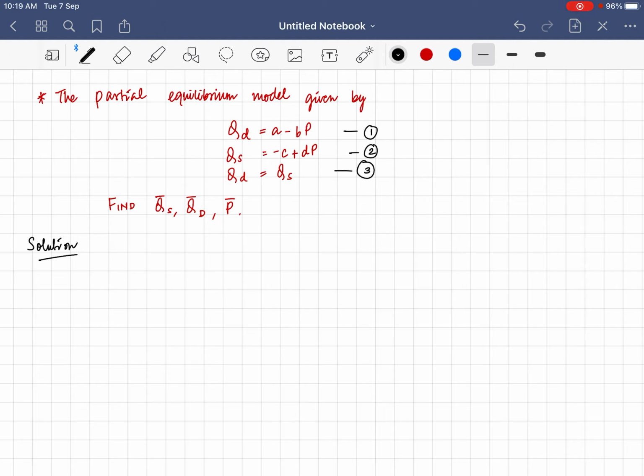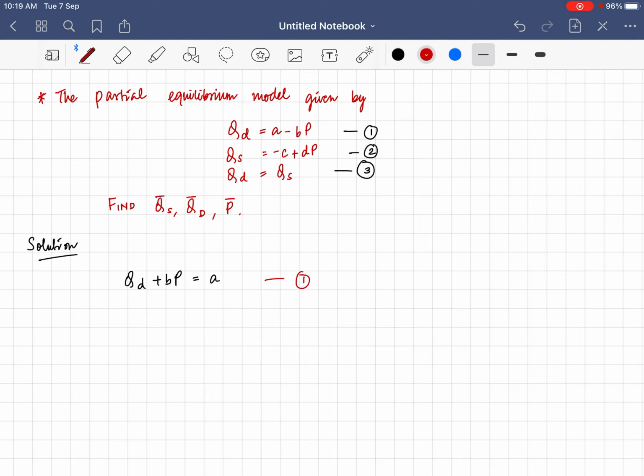Now with the help of these three equations, or this market model, we have to find the equilibrium quantity supplied, equilibrium quantity demanded, and equilibrium market price. For this problem, we need to start by rewriting these three equations this way. I'm going to write it like this: QD plus BP is equal to A. This is basically equation number 1.